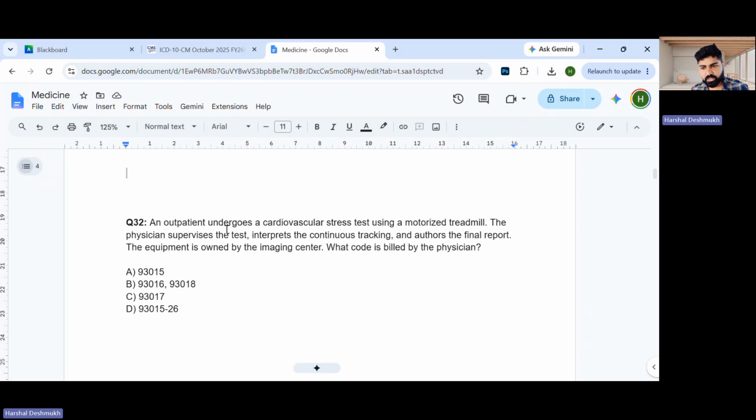An outpatient undergoes a cardiovascular stress test using a motorized treadmill. The physician supervises the test, interprets the continuous tracking, and authors the final report. The equipment is owned by the imaging center, and what code is billed by the physician?